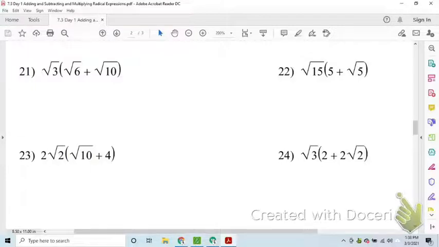We're going to distribute. We're multiplying here. So we have to take root 3 times root 6. That'll be the square root of 18. When you multiply, they stay inside the root. Hopefully you remember that. Then we have root 3 times root 10. So it'll be the square root of 30.